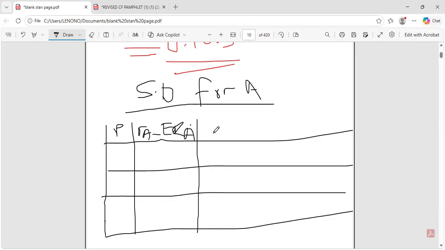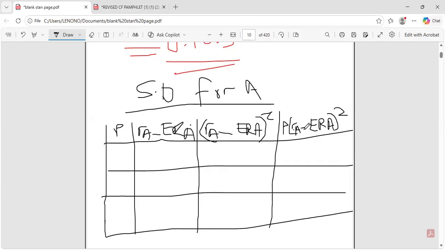Then the other column is the return of A minus the expected return of A, in brackets, squared. Then probability times the return of A minus the expected return of A, squared. So the probabilities are what? 0.3, 0.4, and 0.3.